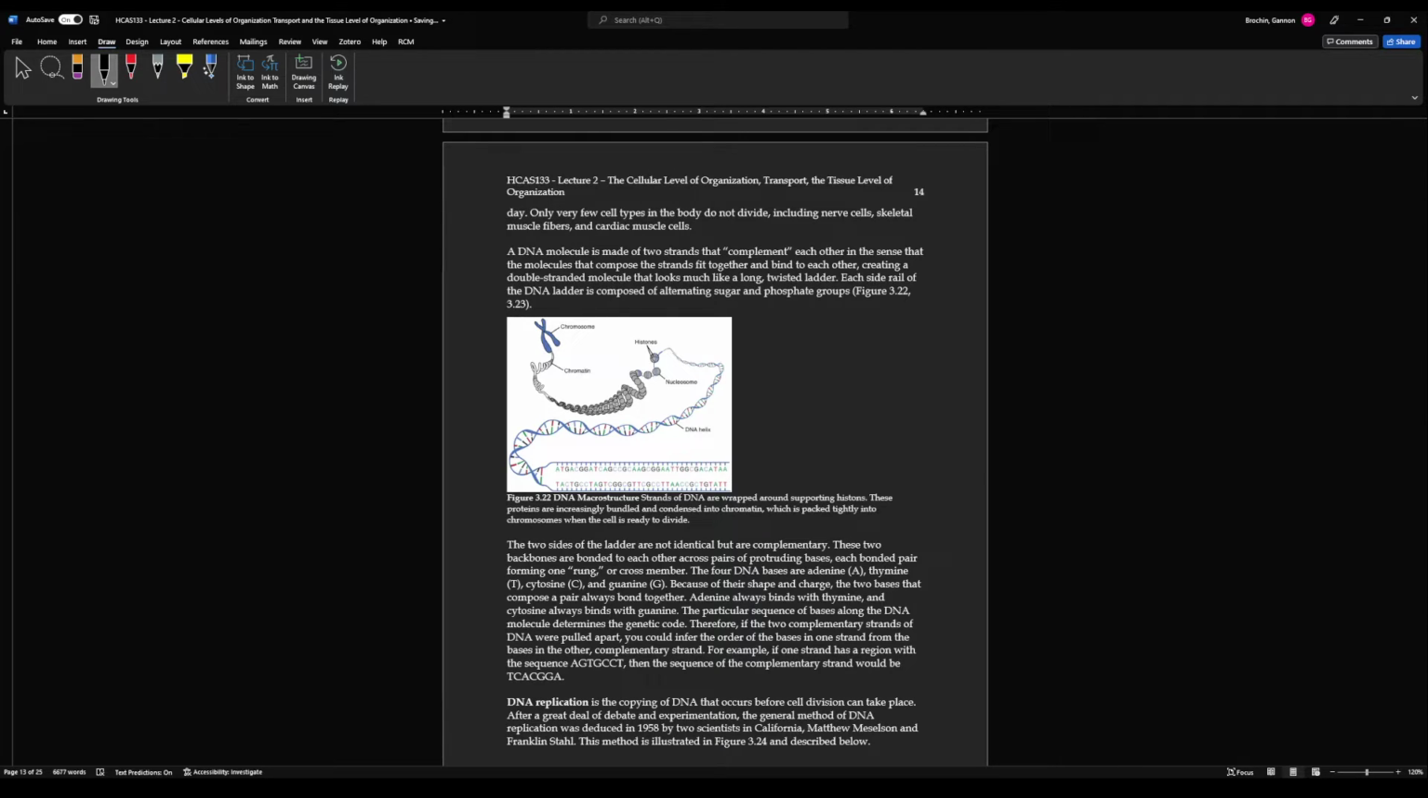Now, basic structure of DNA, okay? It's a double helix, looks like a twisting ladder. The double helix is really two separate strands of complementary DNA. DNA will have three basic molecules: a sugar, a phosphate, and then a nucleic acid. And we have four nucleic acid bases: adenine, thymine, cytosine, and guanine.